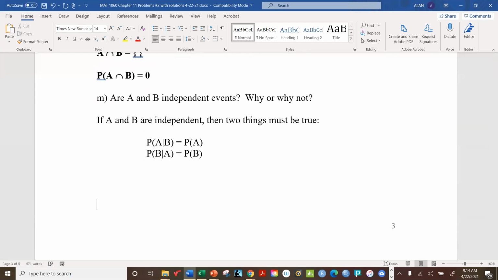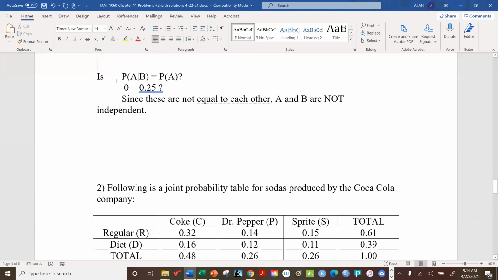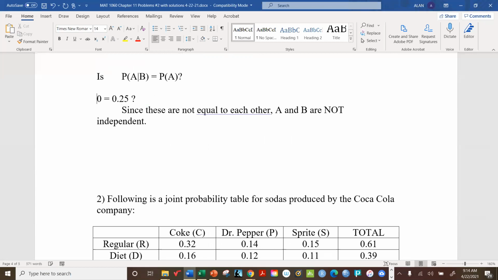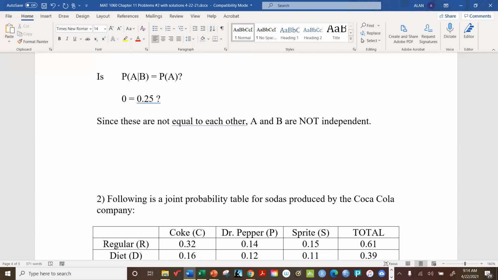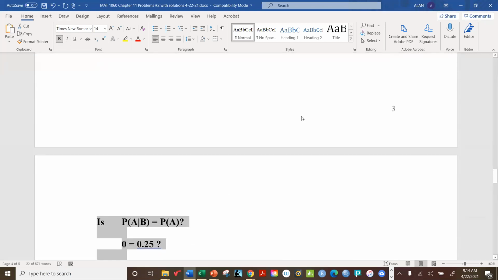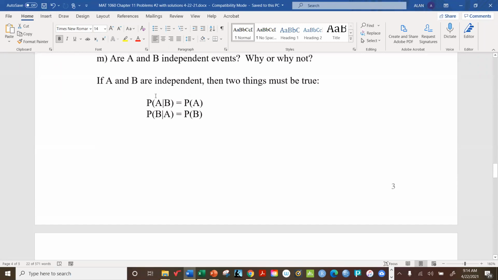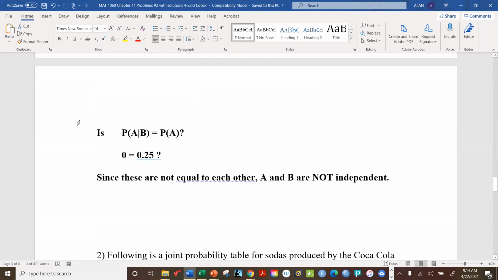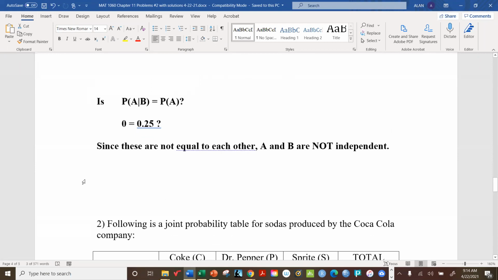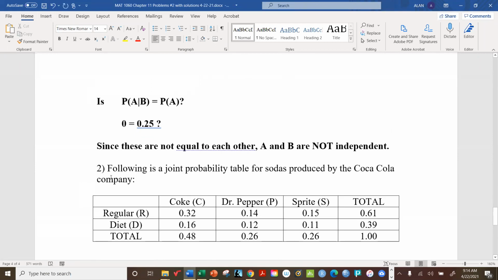So let's move this down here. Okay, so in other words, we're trying to prove or disprove whether or not the statement is true. And since the first one is already false, we don't have to do anything else. That's enough. Since these are not equal to each other, A and B are not independent. And that's all we needed. If the first one was true, we'd also then have to test B given A. In other words, the second condition would also have to be tested. But we don't have to bother now because the first one is false, and that's all we needed.